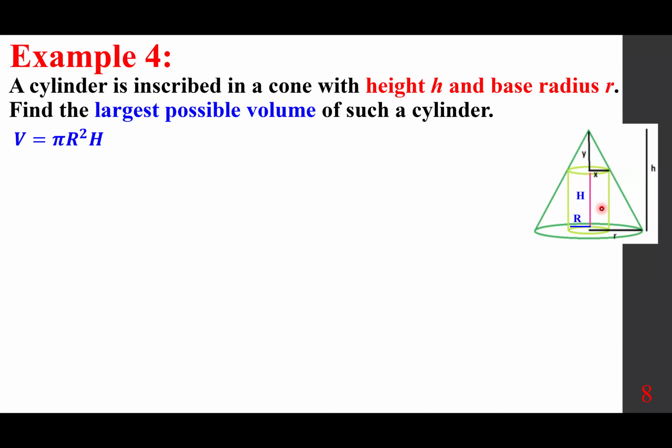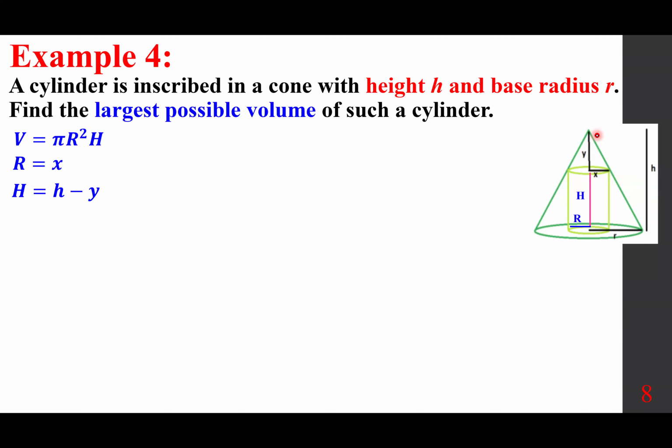We should know that. And in order to make life easy, we are going to say this distance is x, meaning r, we're going to represent it with x. And then the height is also a variable. See, the radius is a variable, the height is variable. The height is the difference between the height of the cone and this distance we called y. So h minus y.